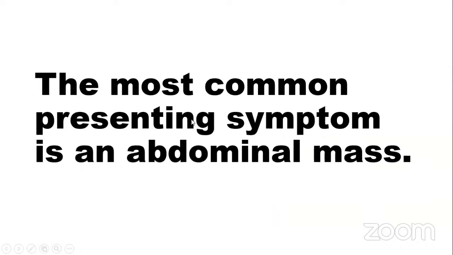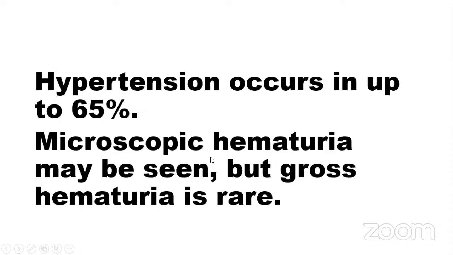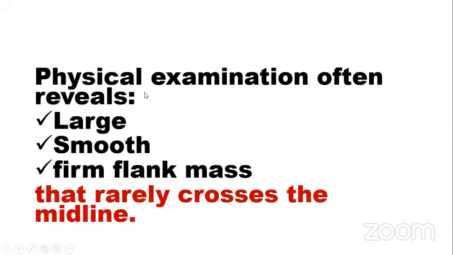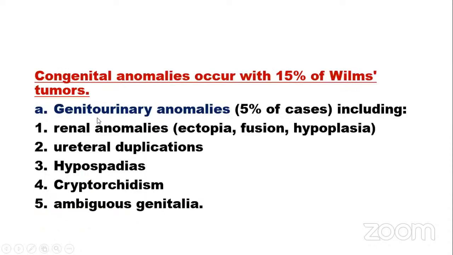The most common presenting symptom is an abdominal mass. Wilms tumor commonly presents as an abdominal mass, and the patient might also have hypertension, which occurs in 65% of the cases. Microscopic hematuria may be seen, but gross hematuria is rare. The physical examination often reveals a large, smooth, firm flank mass that rarely crosses the midline.